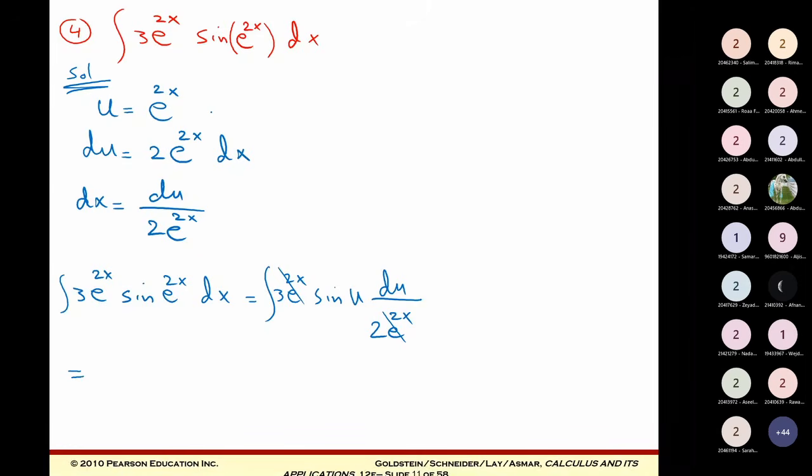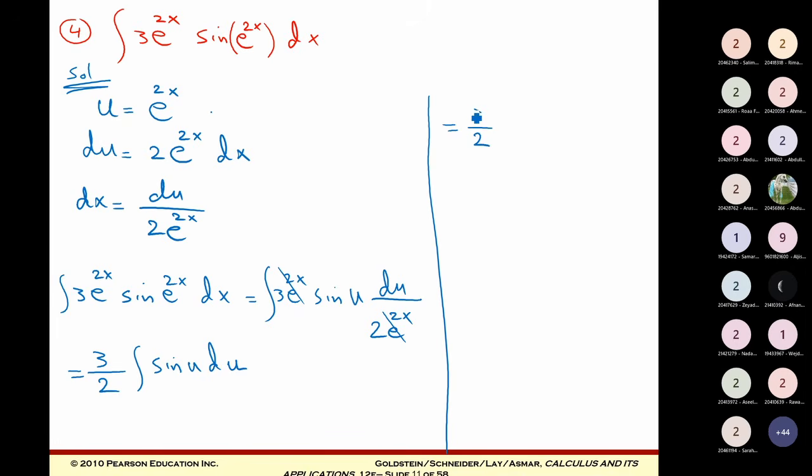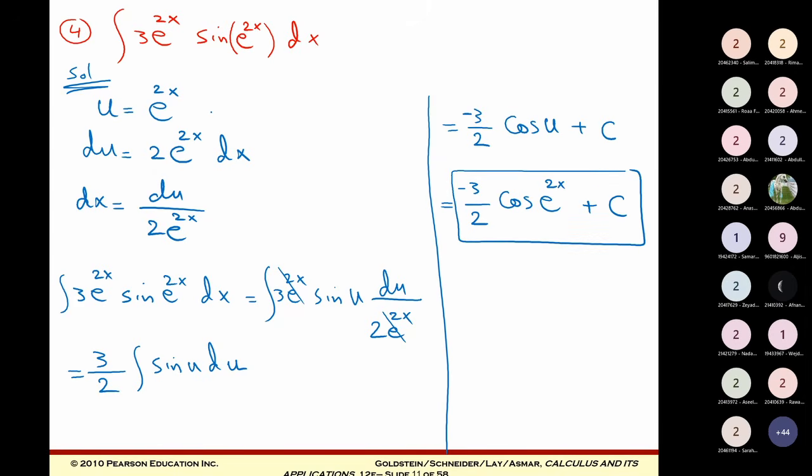We have 3 over 2, the numbers, and we have only sine u du, and this is very easy. What's the integration of sine u? This is equal to 3 over 2 times negative cosine u plus c, and this is equal to minus 3 over 2 cosine e to the power 2x plus c. Okay.